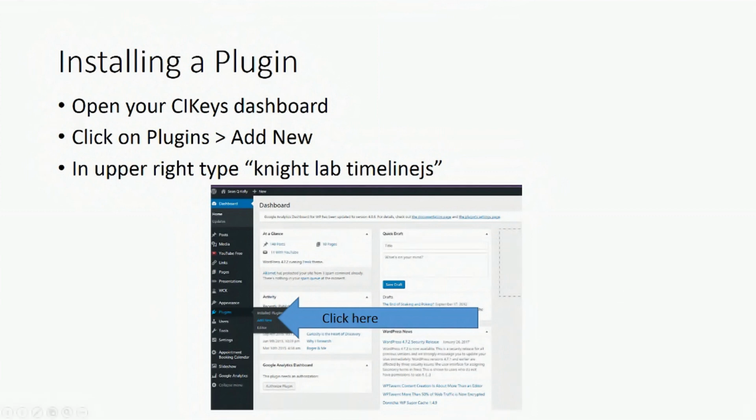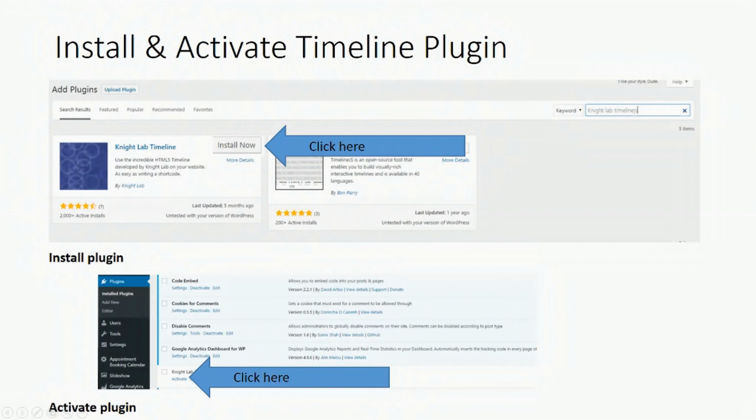So the first thing that you're going to have to do is install a plugin. So what you will do is open your WordPress dashboard from CI keys, and you're going to click or hover over the plugins on the left navigation, and then click Add New. When the next page pops up, in the upper right search box, you can type in Nightlab Timeline.js. And the first thing that should come up when you do that is the Nightlab Timeline plugin.